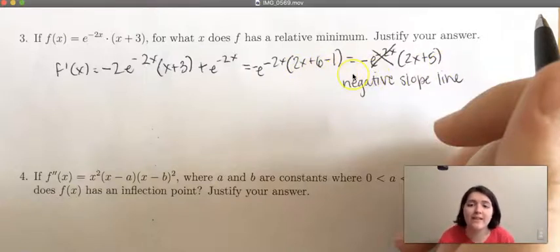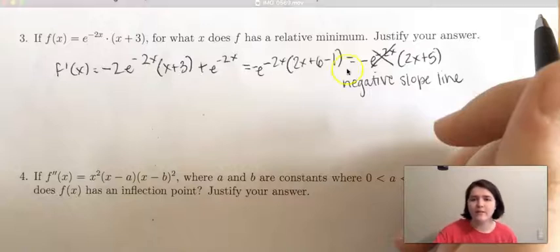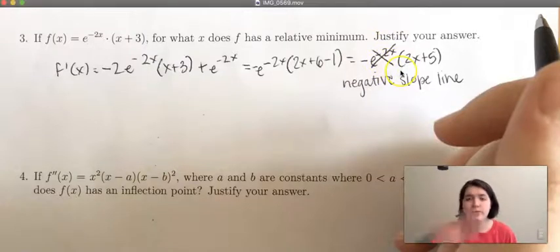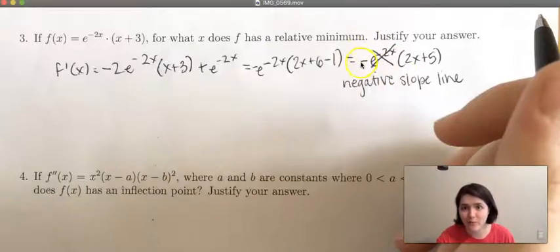And here we can cross out the e to the negative 2x because e to any power is always positive. So e is always positive. Anytime you have e in a problem where you're looking for a relative minimum or anything like that, or where f is decreasing or increasing, you can cross out the e to whatever because it's always positive. But keep in mind that we are not crossing out the negative here. We're only crossing out the e. So our line is still going to be negative.